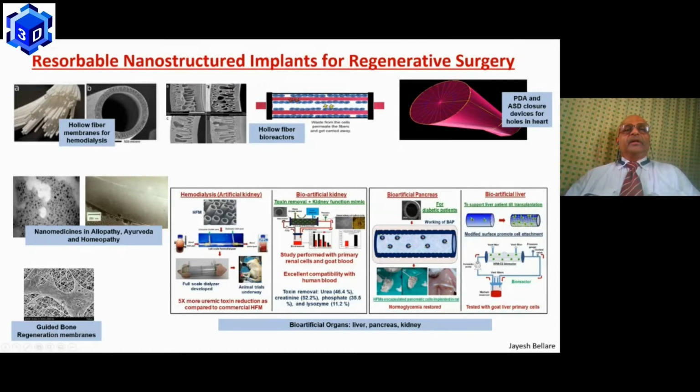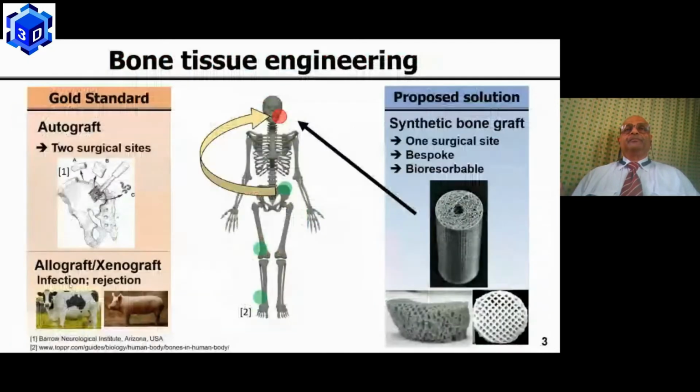Another area which is of more relevance to today's conference is the guided bone regeneration membrane. These are membranes which are made by electrospinning, sometimes using a 3D printing head in a bioprinter, and they are very effective in growing cells in plane and prevent cells from going across it, but in plane there is good growth. These are useful in several regenerative medicine applications, particularly for bone tissue engineering.